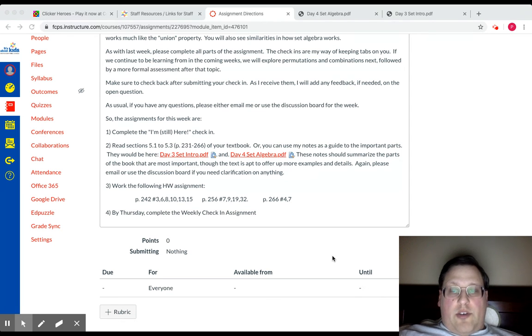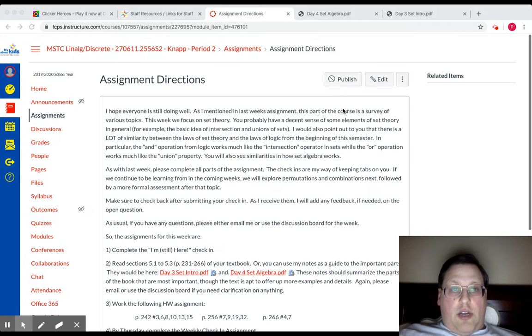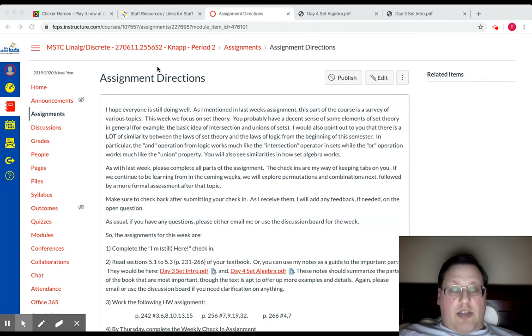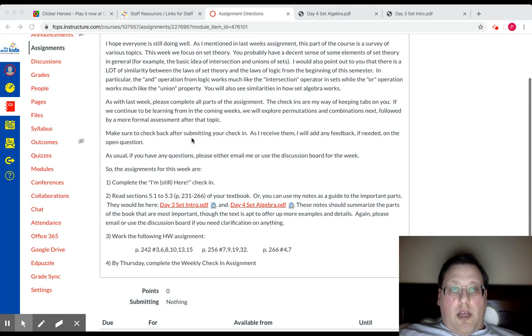I just wanted to go over a couple of things very quickly related to the set theory from this week's assignment. If I start here from the assignment directions, I'm sure you guys have already read through this all and seen that I left two pieces of notes here. I'm going to open up those other pages of notes and just highlight a couple of things that I want to make sure you guys are okay with.